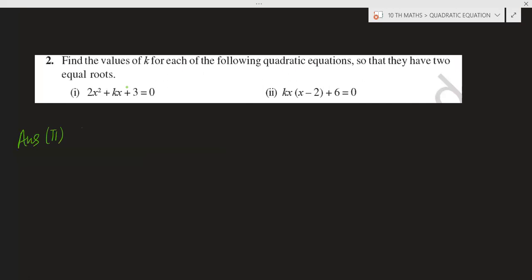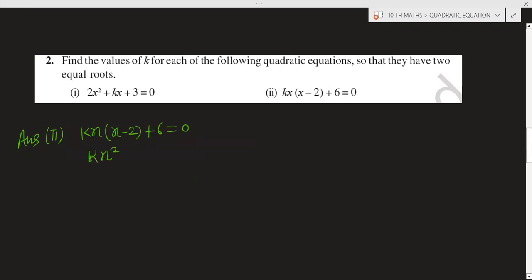So it is kx minus x minus 2 plus 6, that is equal to 0. So they are basically asking the value of k if the given quadratic equation will have equal roots. So we will solve it. So it will become kx square minus 2kx plus 6 is equal to 0.